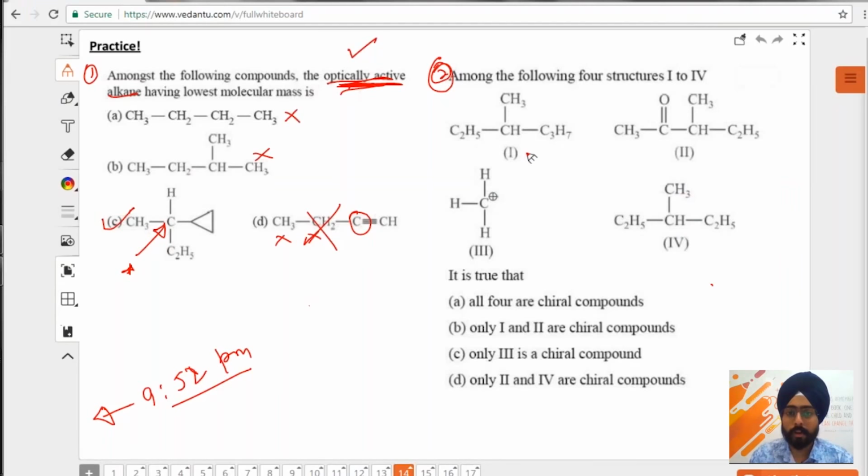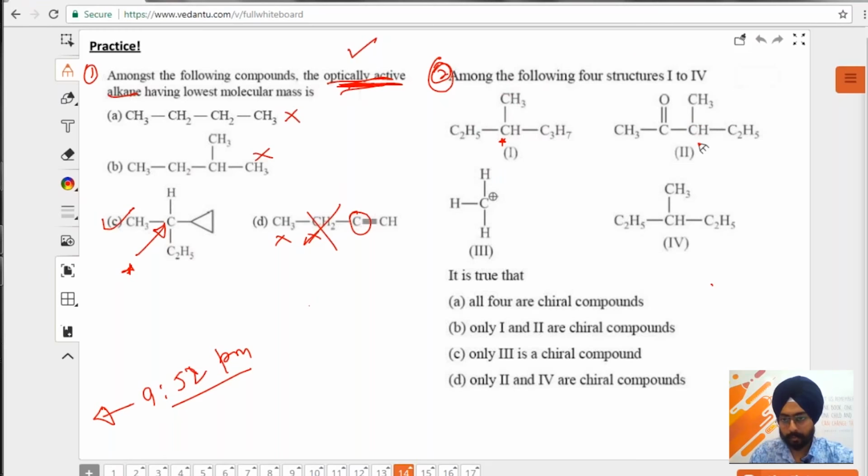If I focus on compound number 1, this is C2H5, not chiral. This is C3H7, again not chiral because they are long chains with carbons having multiple hydrogens. CH3, again not chiral. If you look at the one in the middle, this is a chiral carbon. It has CH3, C2H5, C3H7 and hydrogen. 4 different things attached to it. So I'll mark a star here.